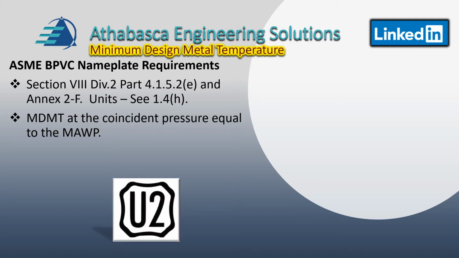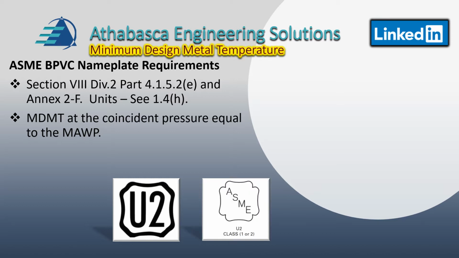So this is what you'll find on the older U2 stamps. If you've got a plant that's, I'm not sure how many revisions ago, this is one of the original stamps that you'll see on nameplates. And this is the newer one. Basically, Division 2 has two classes of designs, and one has a lower safety factor than the other. I have another video on the overview of the allowable stresses. You can look it up in our library, and it's got lots of information about Class 1 and Class 2.